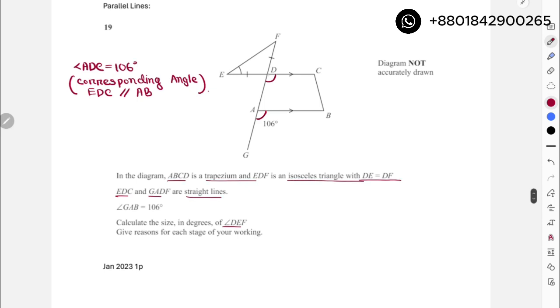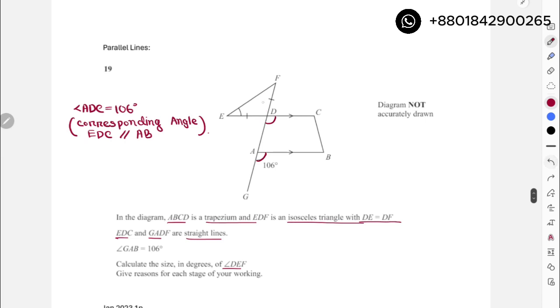And then again, now I can say that if this is 106, this is also going to be 106 under the basic that vertically opposite angles. So we can say that EDF is also going to be 106. This is for vertically opposite angle.